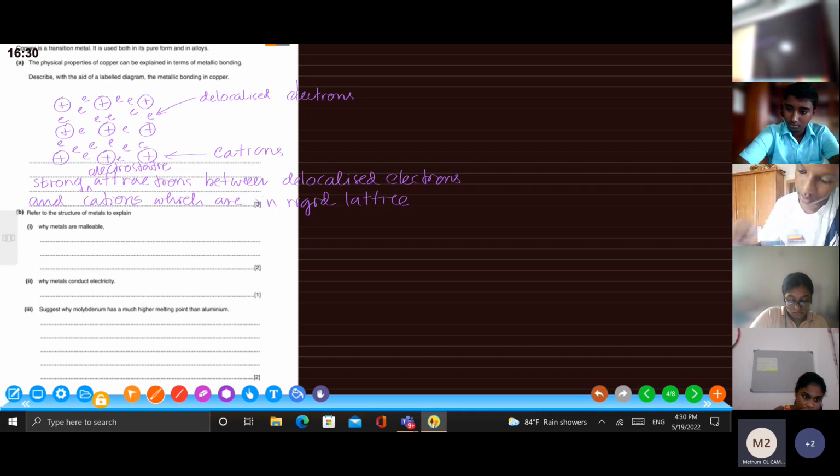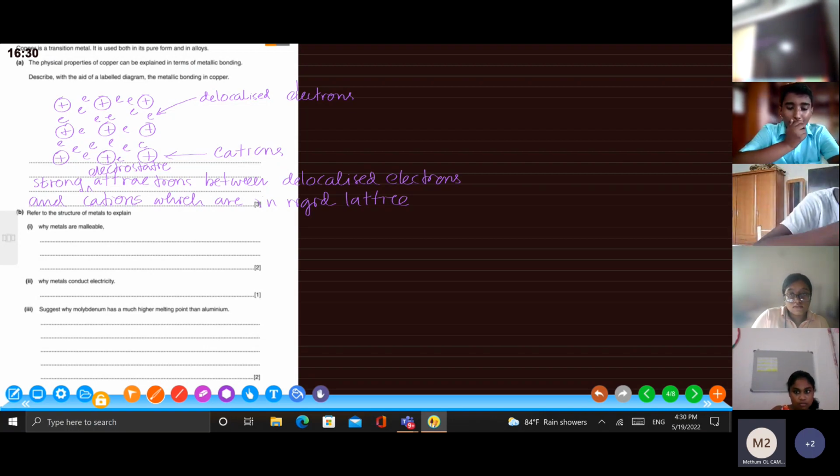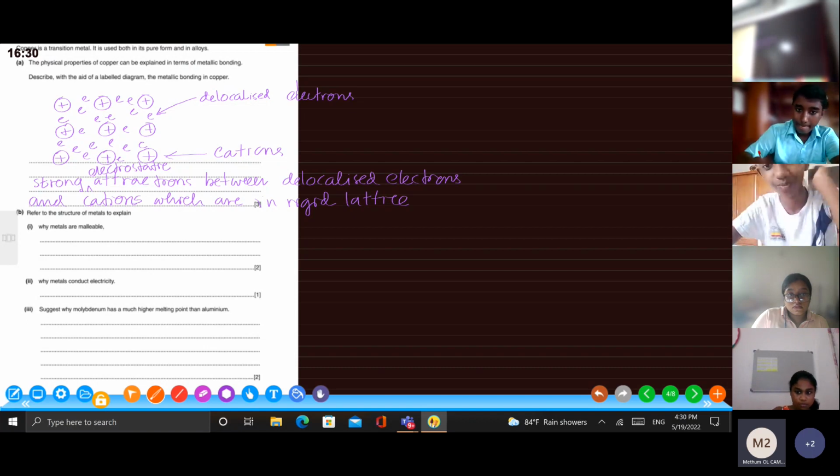Sir, I say the rigid lattice isn't needed. No, writing it is not a problem, because you have given the point and the extra point is also not wrong. But what if that extra point is wrong while the other point is correct? Then no marks, you lose that mark. So we can't risk that.